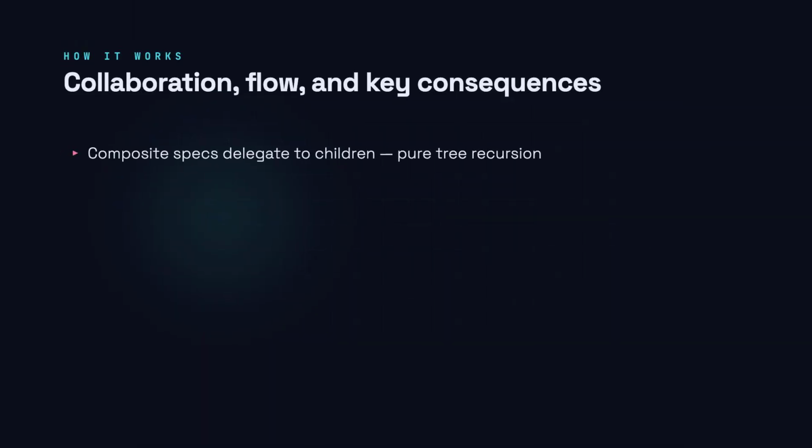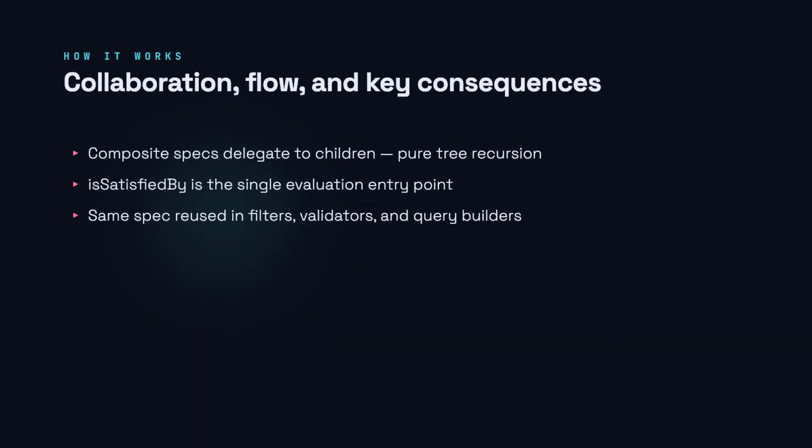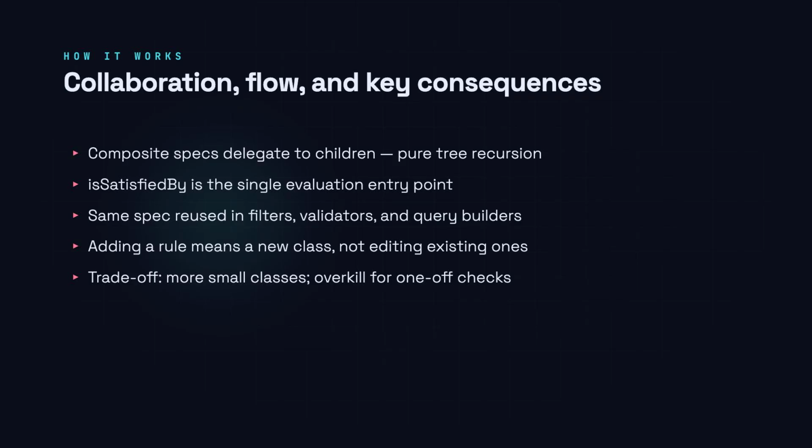When you call isSatisfiedBy on a composite like and spec, it simply calls isSatisfiedBy on each of its children and combines the results. This forms a tree at runtime. The real power is that any spec object, whether a leaf or a composite, satisfies the same interface, so you can pass it to a repository for database filtering, to a domain service for validation, and to a factory for construction guards, all without duplicating the rule.